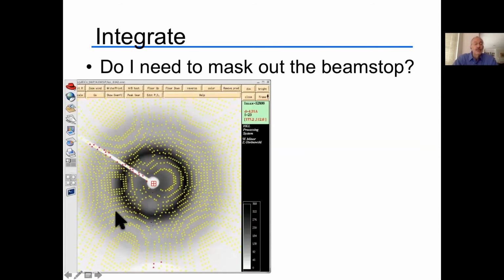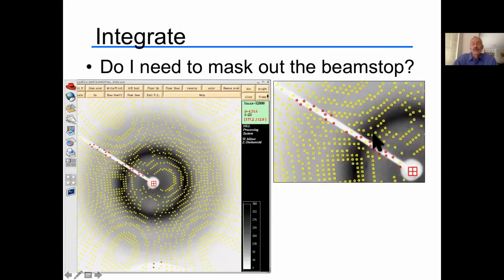When integrating, you should mask out the shadows that you know about, and we'll talk about that in the next lecture. Here, the beam stop is not oriented optimally, and what happens is that reflections that should be here will be integrated. This one is integrated and given a low value of 0, and it might be symmetry related to a reflection over here with a high value.